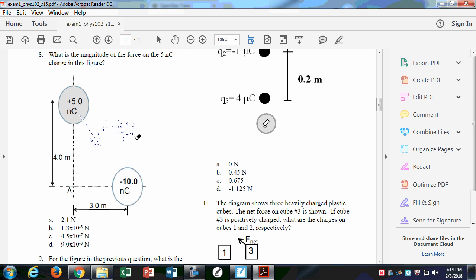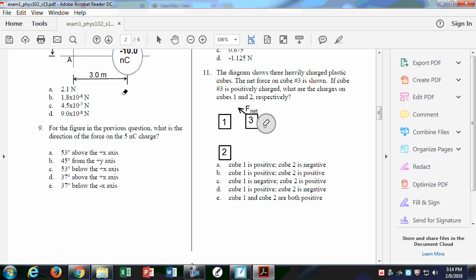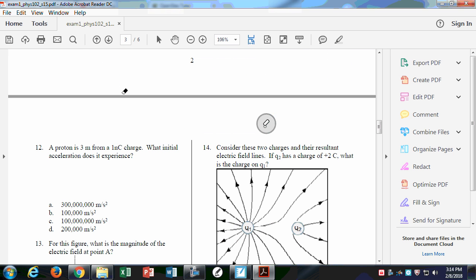What else? Any of these stand out to you people?